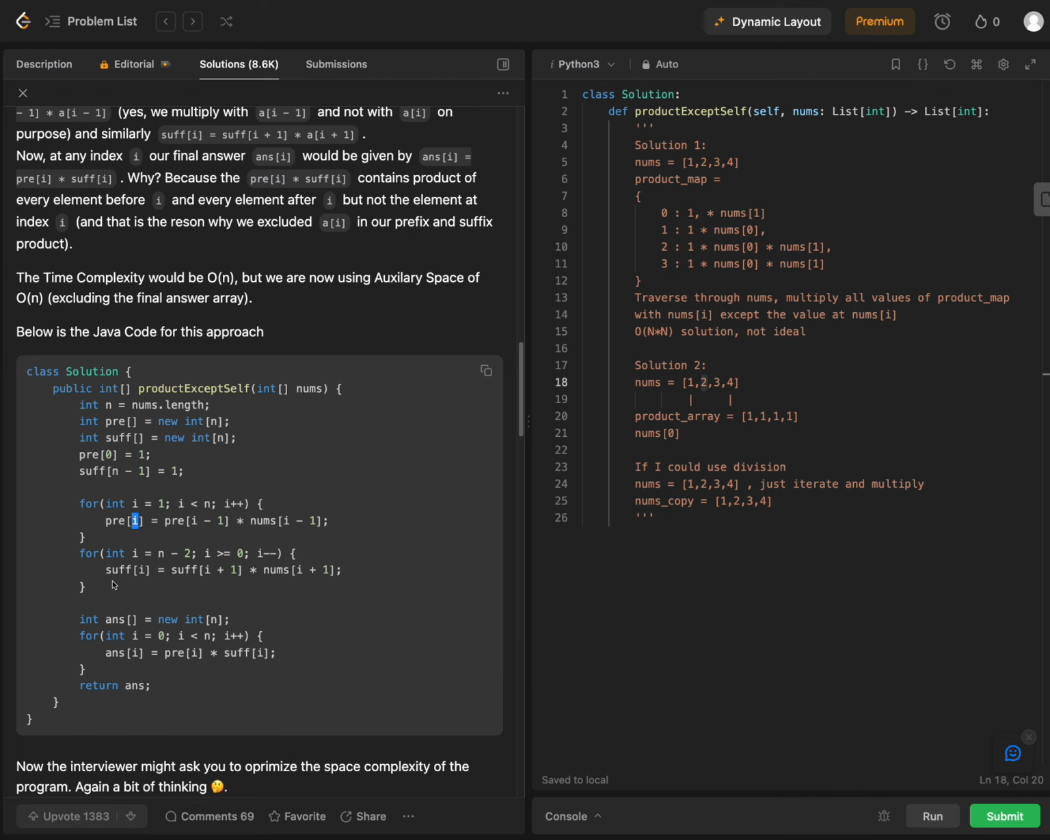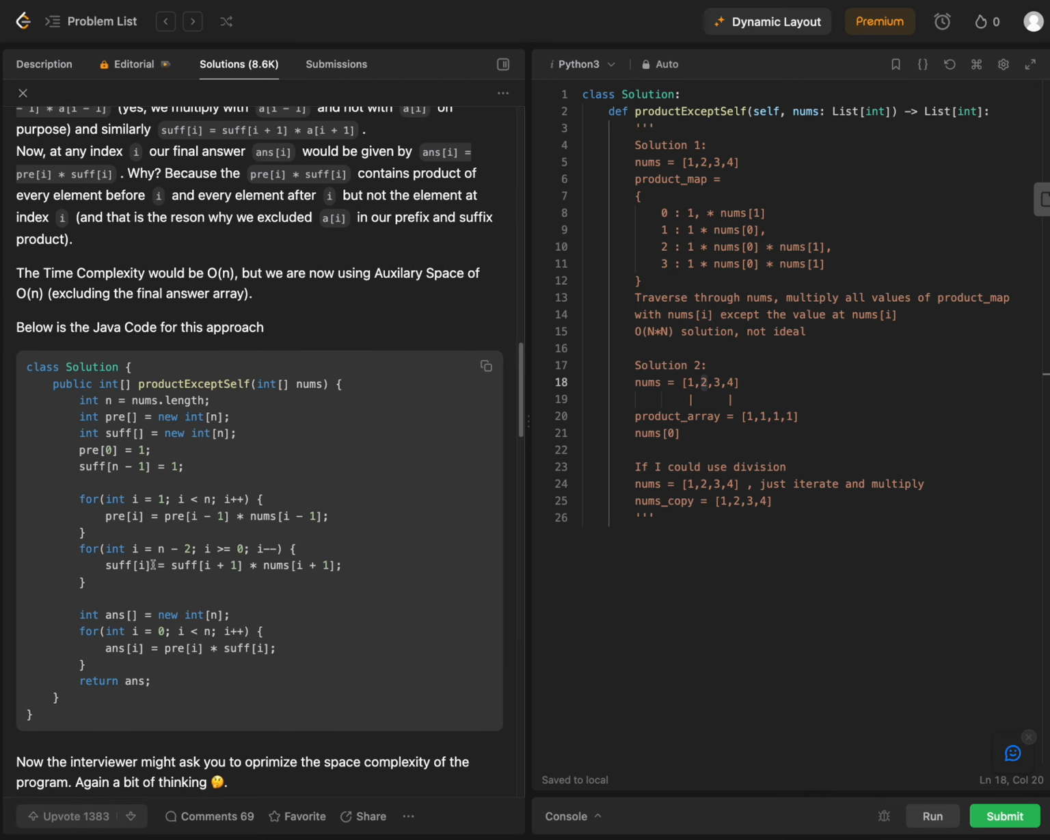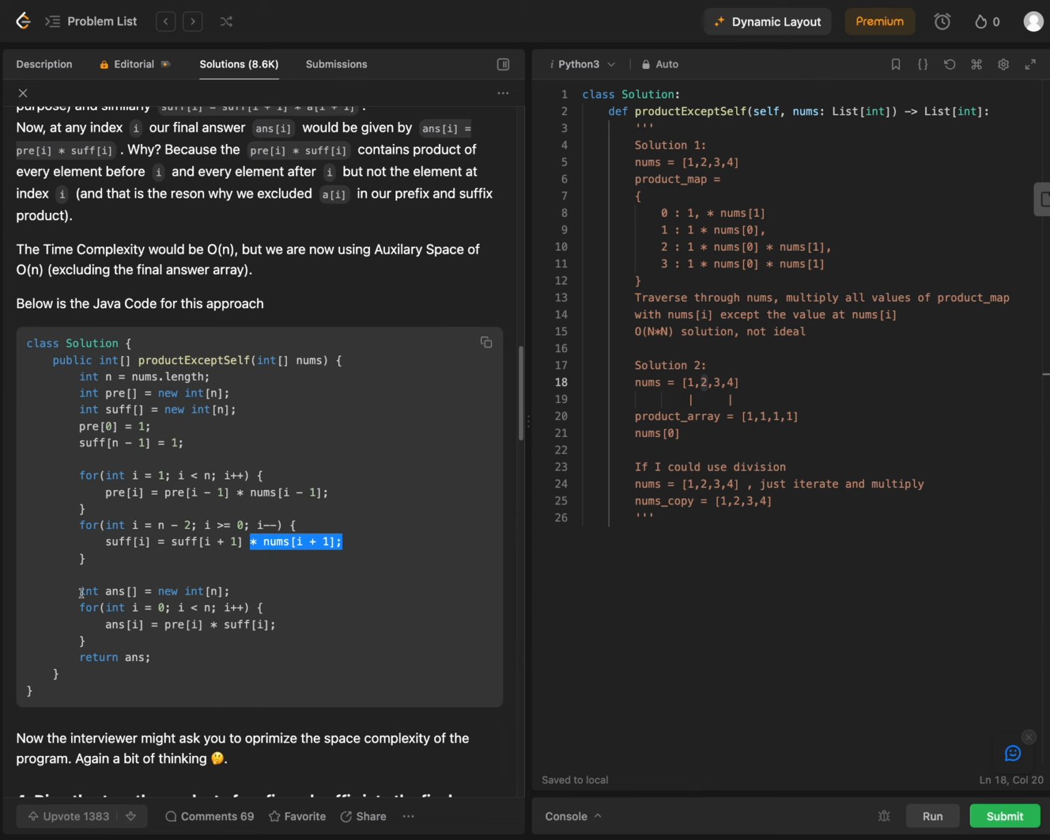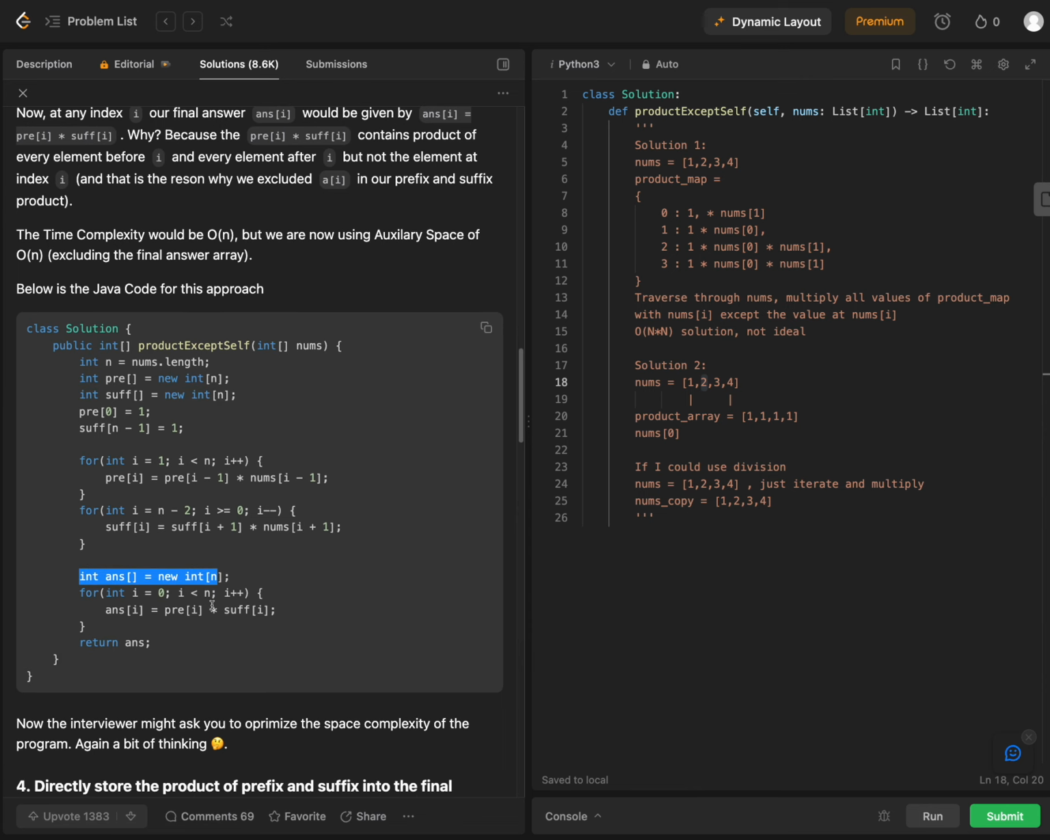Here i equals n minus 2, suffix of i equals suffix of i plus 1 times nums of i plus 1. Essentially the answer is a new array, and we have a suffix of i. You iterate it backwards, right? And then you multiply. This is so difficult to understand.